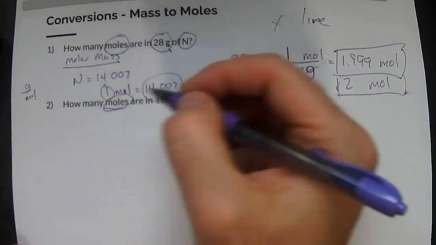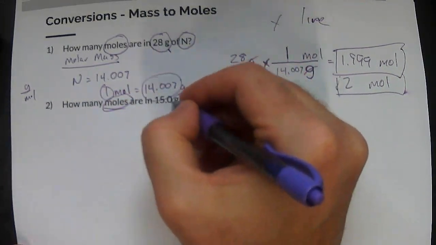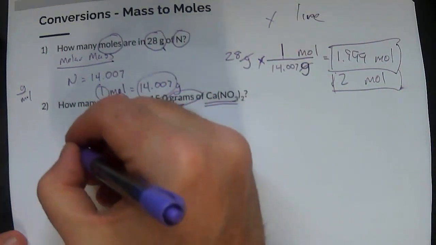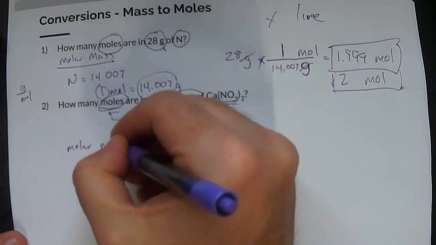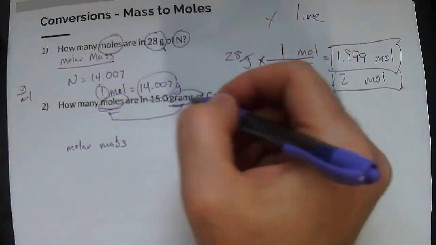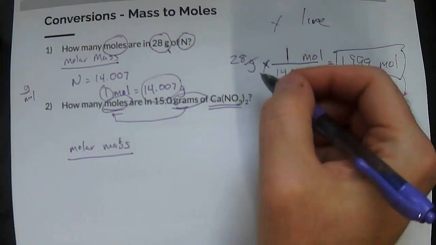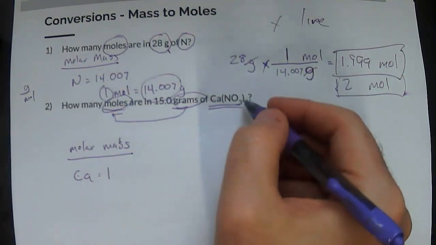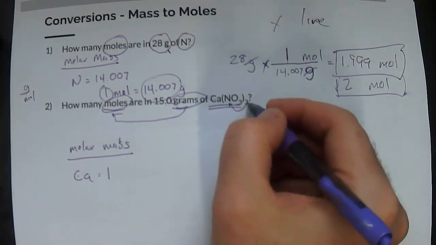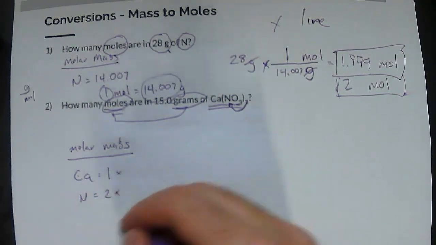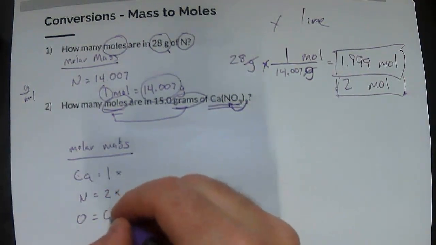So we're going from mass to moles. So we need a molar mass. That's the first thing, molar mass. We don't always need a molar mass. Sometimes it's given, sometimes the problem doesn't call for it, but we have to figure out if we need it or not. So now we're going to do Ca, and that's 1. And remember, we carry the 2 through, we distribute that. So N, there's 2 times something, and then O is 6.